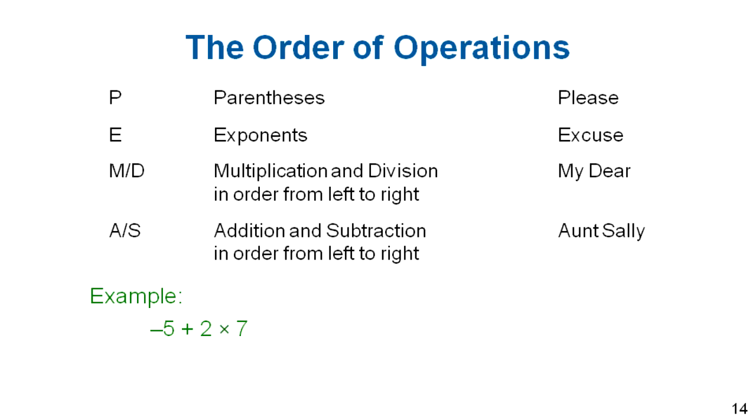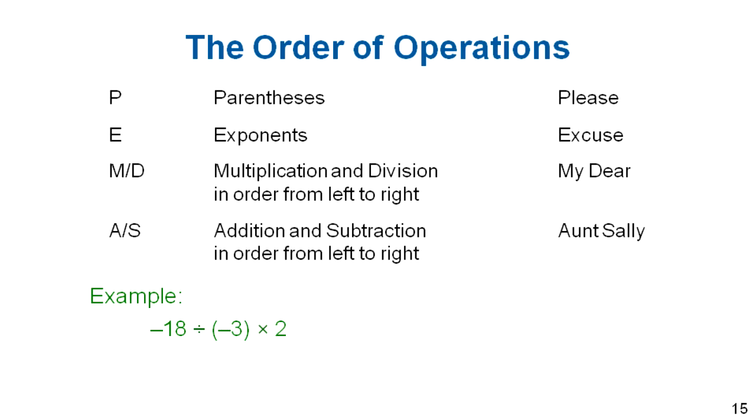Note that there are no parentheses or exponents, and so we can skip those steps. We do, however, have some multiplication. So, in order to find the correct answer to negative 5 plus 2 times 7, we must start by multiplying 2 times 7. And now, since negative 5 plus 14 is equal to 9, we can say that the final answer to this question is 9.